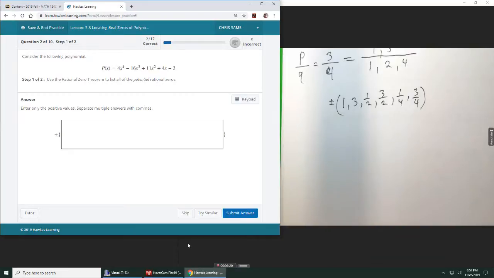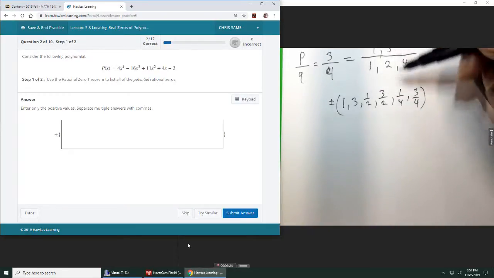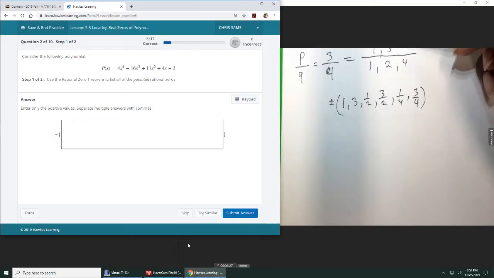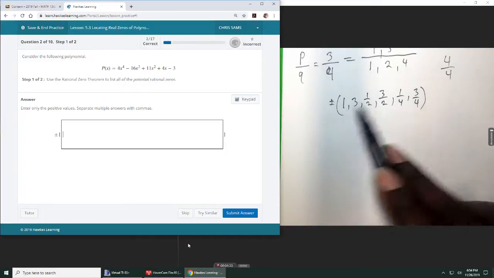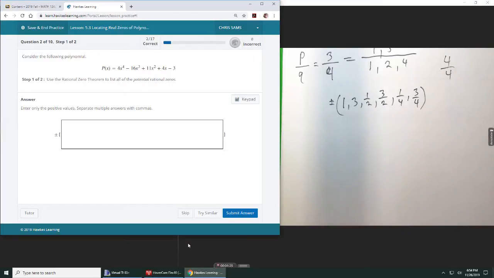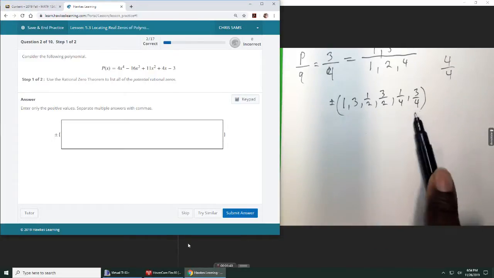Now sometimes when you do these, you will have repeats. Let's just say we had a 4 up here. When I did 4 divided by 4, just for example, that will be equal to 1, which we already have listed. So that means you won't need to list that again. So be careful of repeats. Sometimes they'll repeat. But this will be our list.